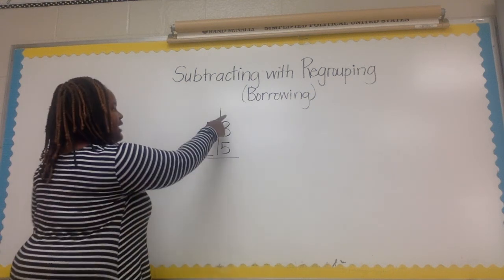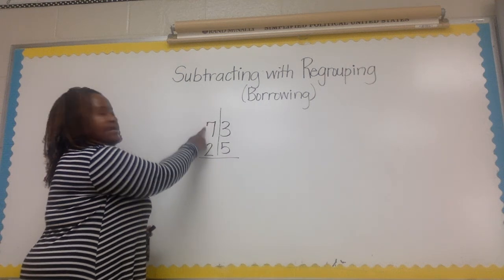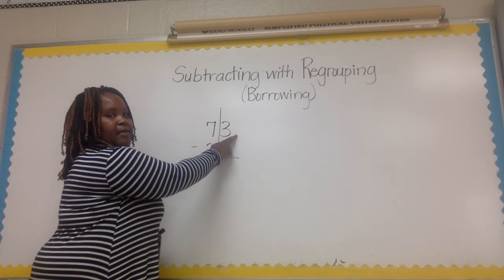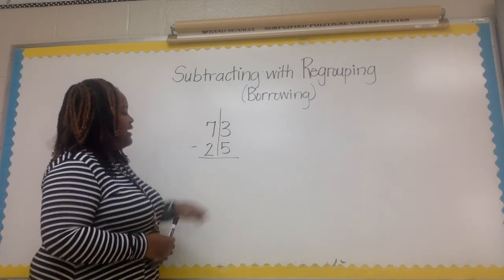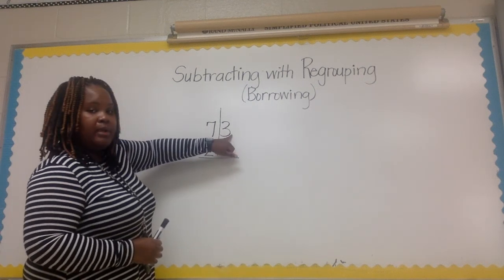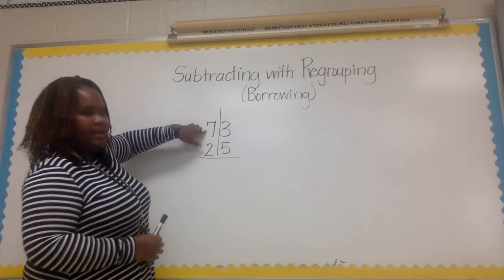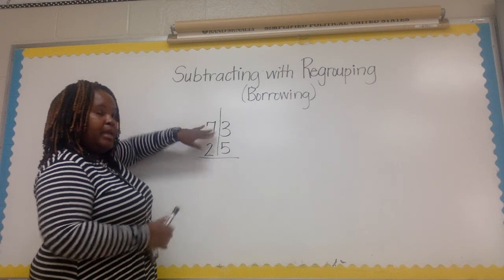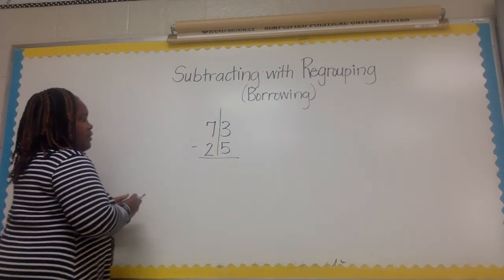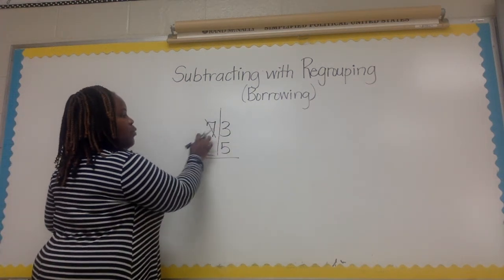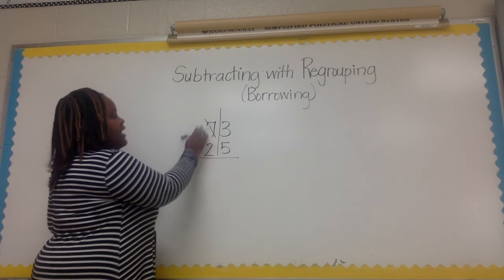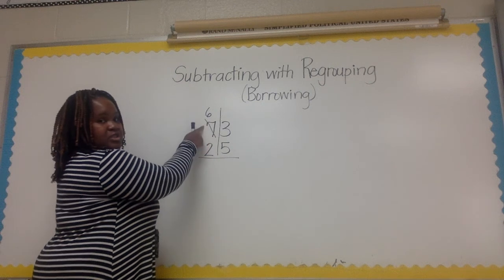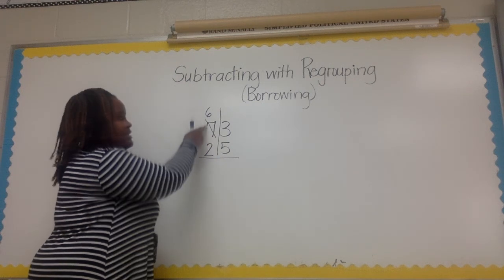I now need to look in the tens place, and I need to borrow a set of 10 to go with my 3 right here. Okay? So, I cannot take 5 from 3. So, I'm going to look over here to my neighbor in the tens column, and I'm going to borrow a set of 10 from here. So, what I'm going to do, I'm going to take 10 from here, and this now becomes 6, or the value of this is really 60 because this is in the tens column.